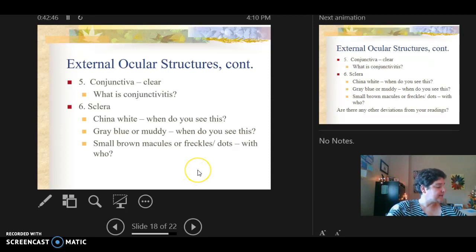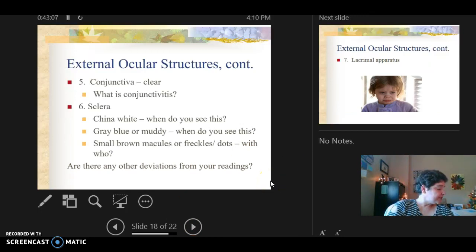Also in dark-skinned people, it says you normally may see small brown macula or freckles on the sclera. So these are not foreign bodies. They are not lesions or anything that is abnormal. It is just something that can normally happen.